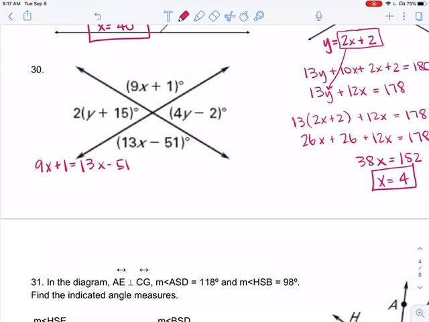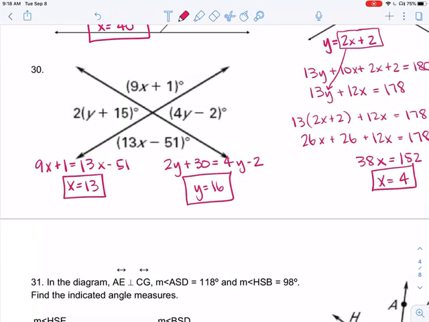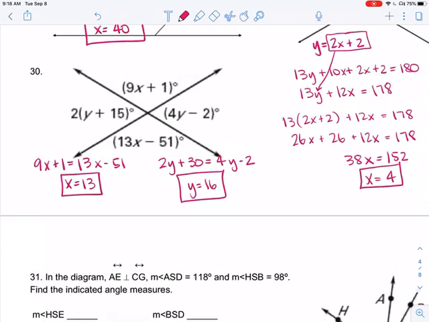And whenever you go through the process here, we end up with x is equal to 13. And to set up our y's, I'm going to go ahead and multiply this out. So 2y plus 30 is equal to 4y minus 2. And we end up with y is equal to 16. Now pay attention on your test that if I'm asking you for the actual angle measures, that you go ahead and plug those back in.